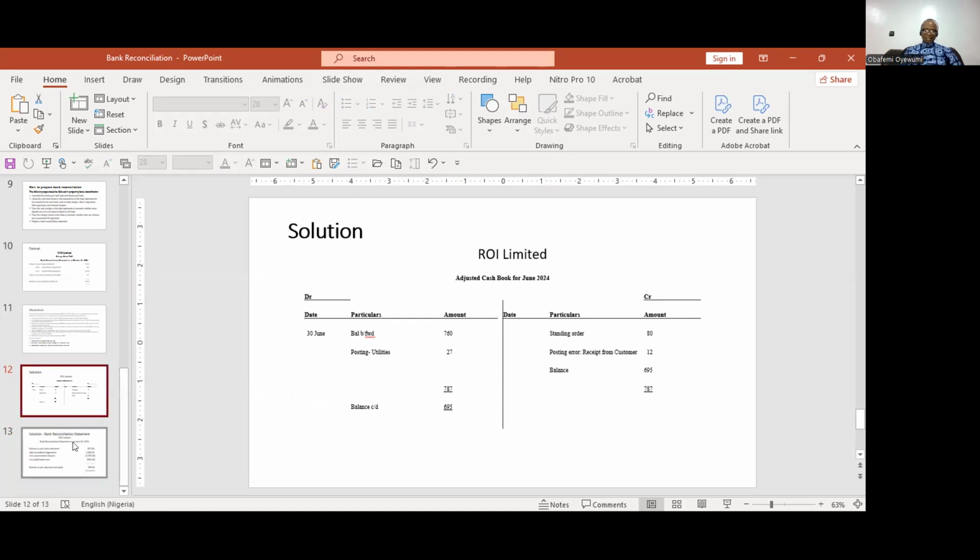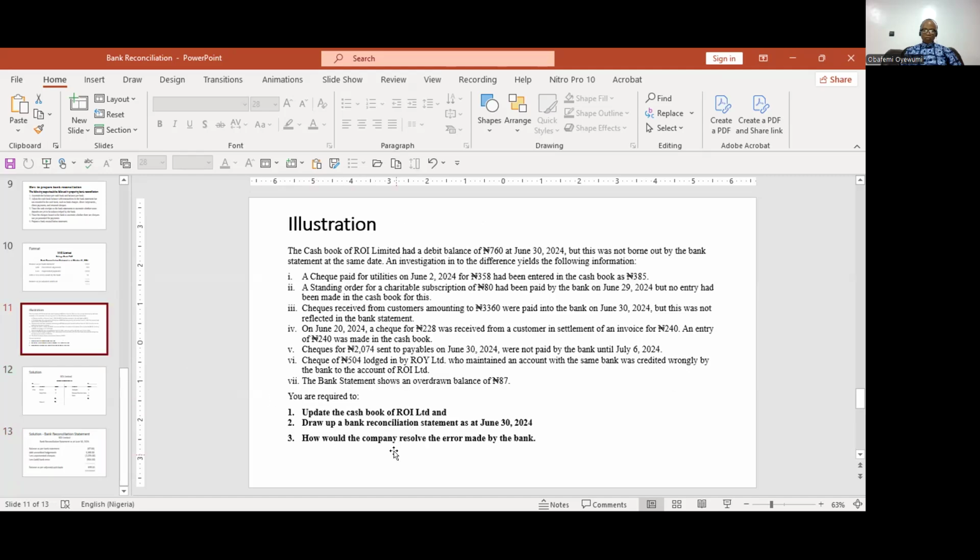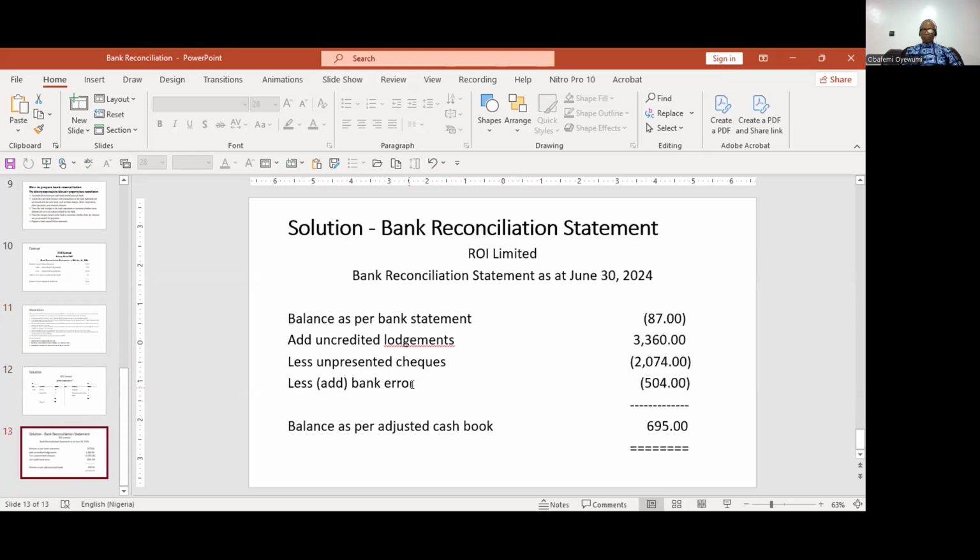So what must you do? Like I said earlier on, the next question that we're asked is how would the company resolve the error made by the bank? So the company will have to write an official letter intimating the bank that they made a mistake on a particular day by crediting an instrument that does not belong to them into their bank account. The bank should now reverse it. When they reverse it, then this one will be eliminated. There will be no more bank error. But until it is reversed, this figure, you keep on carrying it month in, month out.